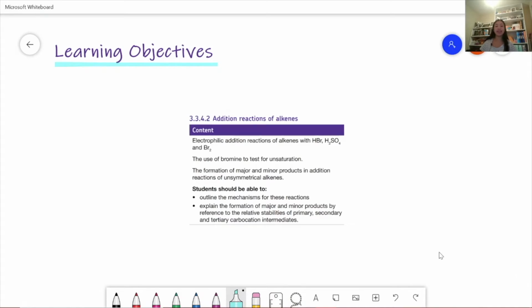Everyone, thank you so much for clicking onto the video. Today's learning objectives are all to do with the addition reactions of alkenes. So we're going to be looking at the electrophilic addition reactions of alkenes with hydrogen bromide, sulphuric acid and bromine.